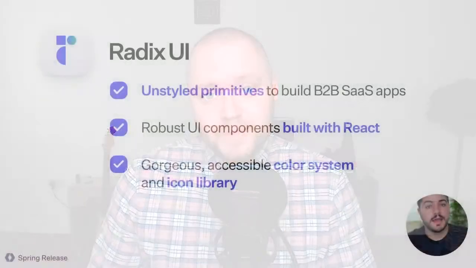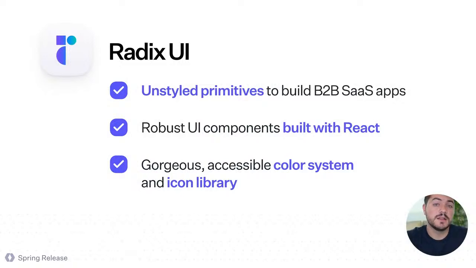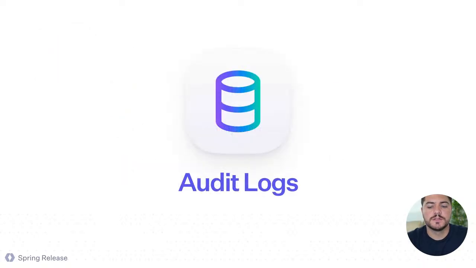Back over to Zeno. And that's Radix. It's a set of unstyled primitives that you can use to build web apps. It's also a React library that you can use to augment your design system. And on top of all this, it's also an icon library and a color system that you can leverage to accelerate your development. So now let's talk about audit logs. This is something that we're really excited to unveil today.